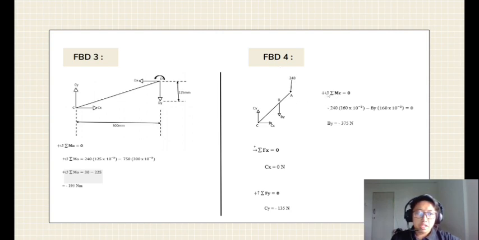Okay, for the fourth FBD, you can assume the rotation of moment at point C is counterclockwise positive. The sum of moments at point C equals 0. You can do the same thing as the previous equation, which is negative 240 times 160 times 10 to the power of negative 3 minus By times 160 times 10 to the power of negative 3 equals 0, and you get the answer for By is 175.